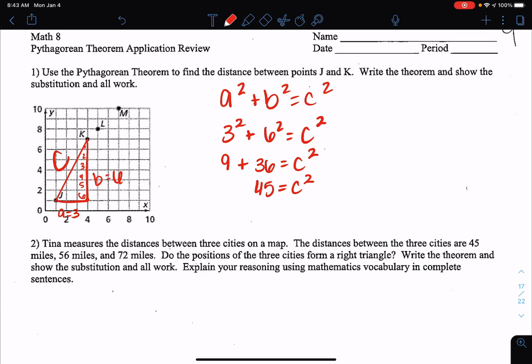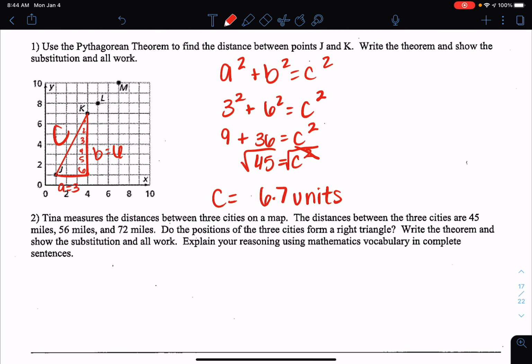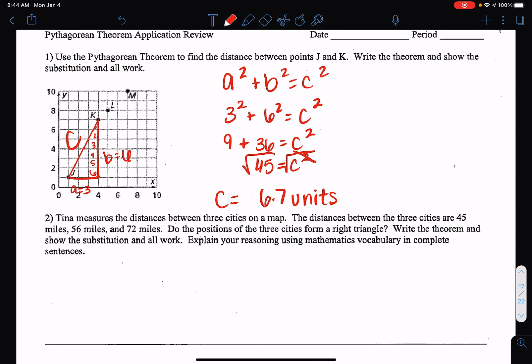I still do not have c by itself, so I'm going to take the square root to get rid of that exponent of 2. And whatever you do to one side of the equal sign, you also have to do to the other side. So the square root of 45 is going to be 6.7 units. So c is equal to 6.7 units. Now, make sure you are reading through all of the directions. If it doesn't tell you, just round to the nearest tenth. But go ahead and round to the nearest hundredth if the directions tell you. Other than that, just round to the nearest tenth.